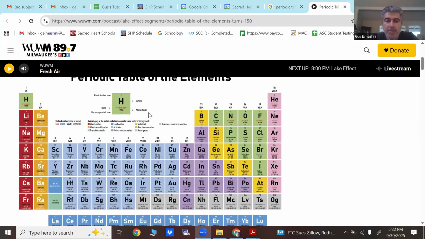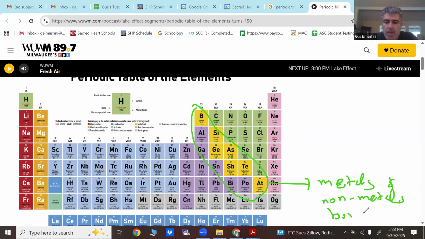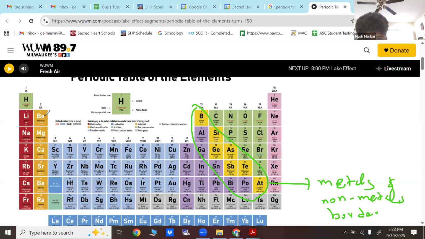Okay, so here we have a periodic table. This is the border between metals and nonmetals. That jagged diagonal line is the border. Anything to the right is a nonmetal.